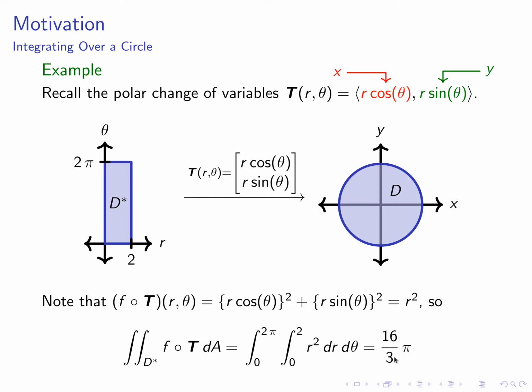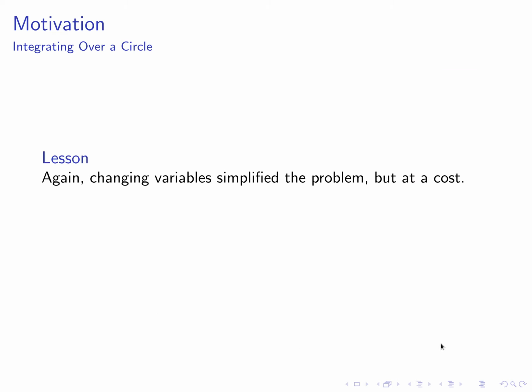So once again, we had an idea and something's going awry here. So what's the lesson? Well, again, by changing variables, we simplified the problem, but this came at a cost. The original integral we did was on the right here. The original integral was our density function f over the region D, and when we did that calculation, we got 8 pi.